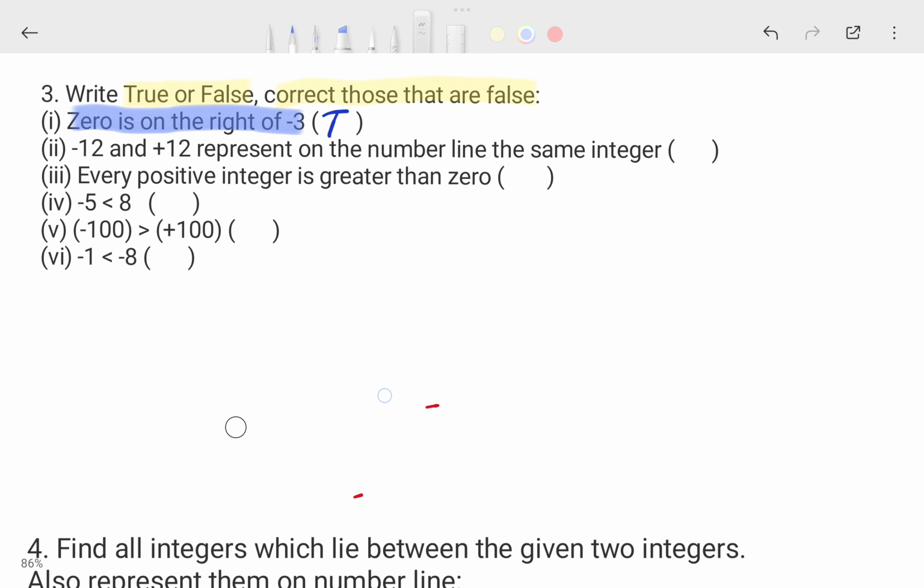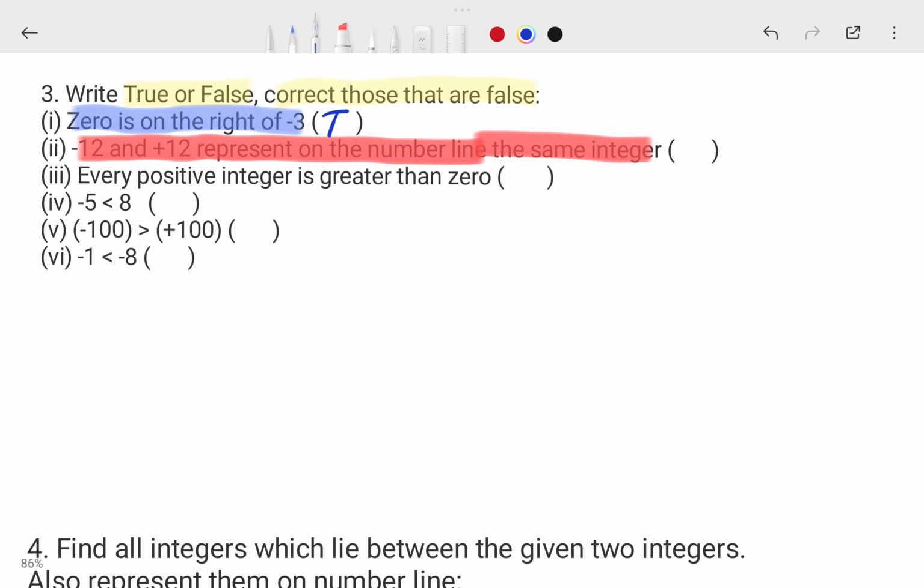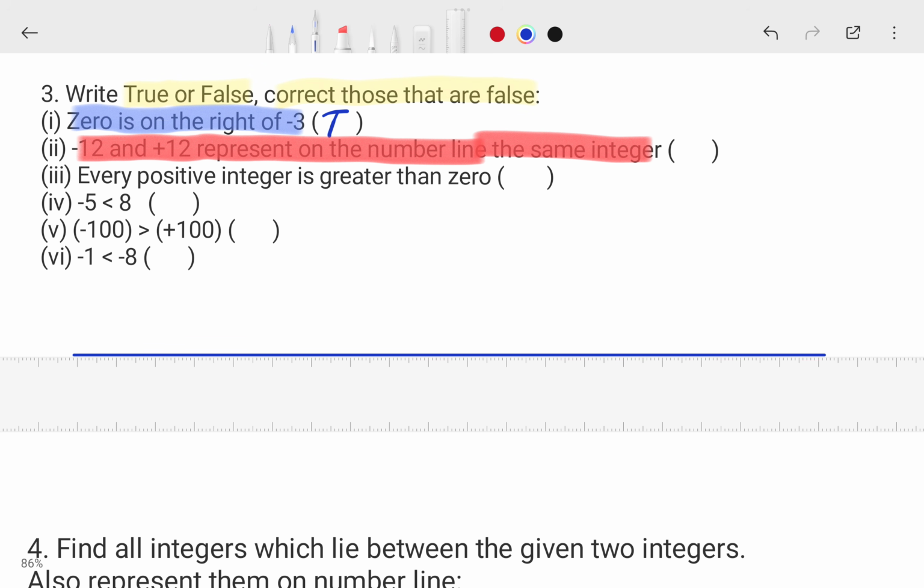Okay, may I erase this one? Okay, I will erase this. After that, the next statement is that -12 and +12 represent on the number line the same integers. So this question is telling that, let's suppose this is a number line. Okay, I will make a number line here. This is a number line.